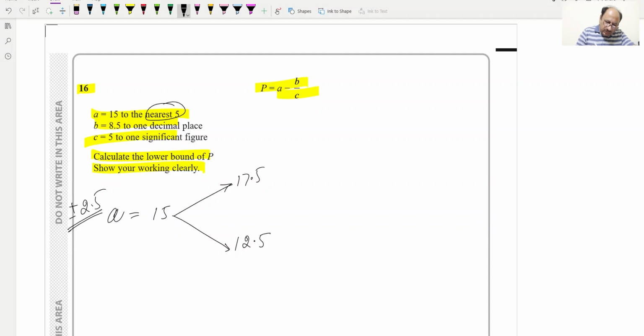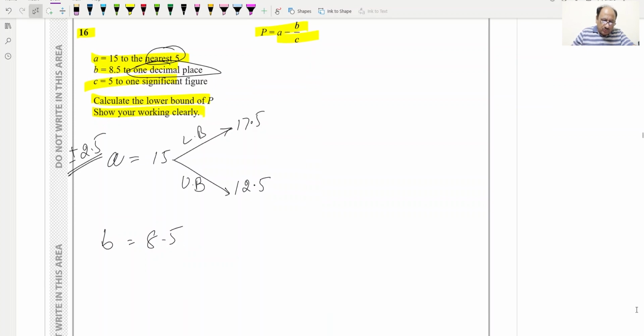Upper bound, we can write this will be lower bound and this will be upper bound. Similarly for B value, which is equal to 8.5, which is to 1 decimal place, so it will be upper bound, lower bound. Upper bound will be 8.55 and lower bound will be 8.45. This will be our lower bound.